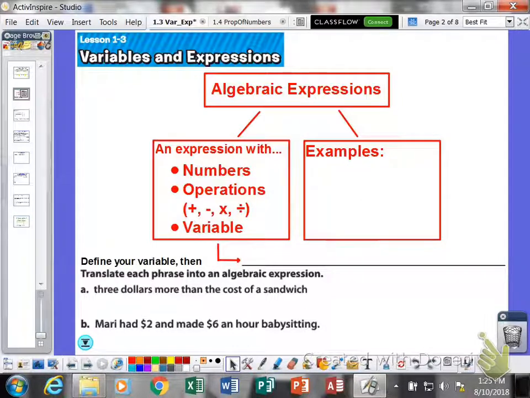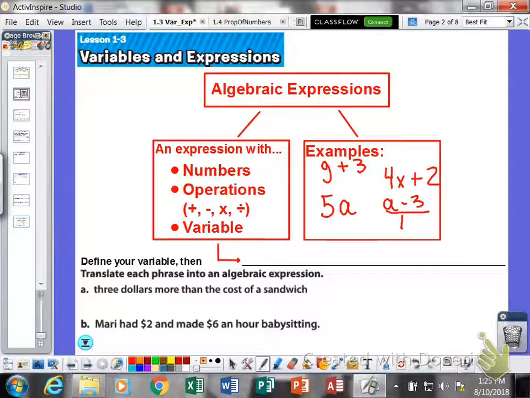So A, B, C, D, E, F, G, any variable, any letter is okay. Some examples of this might be G plus 3, or 5A, or 4x plus 2. Anything. We could have A minus 3 over 10. Those are all algebraic expressions. They contain numbers, they contain operations, and they contain a variable.